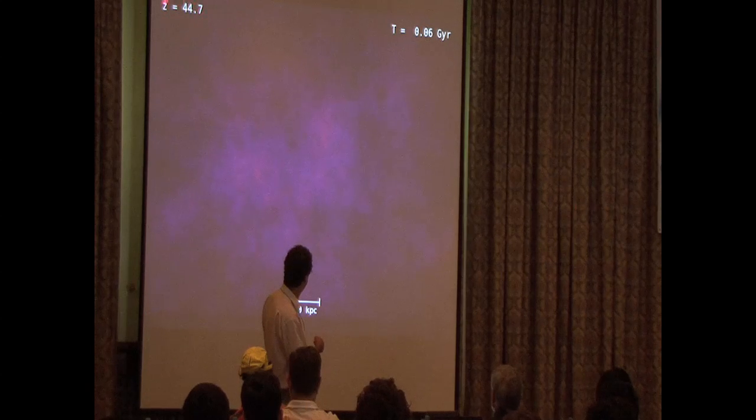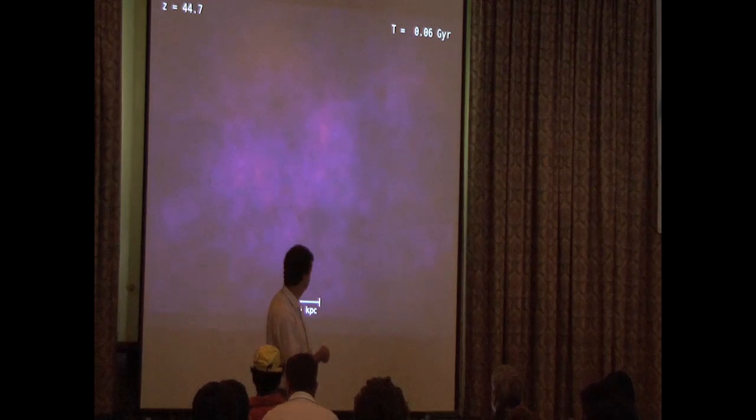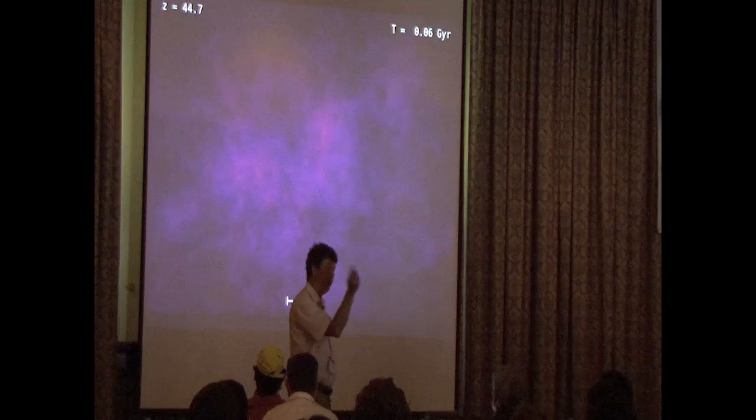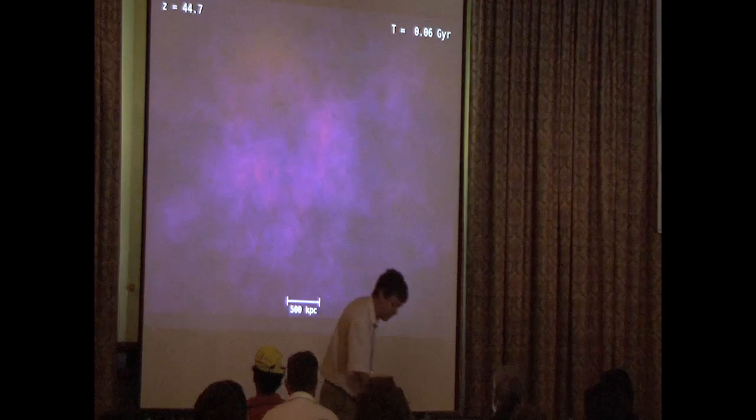This is a distribution of dark matter at redshift of 45. So this is only 60 million years after the Big Bang. And this is the dark matter distribution. And when I play it, you'll see it's rotating. The rotation is not real. That's just to help you visualize the three-dimensional structure.